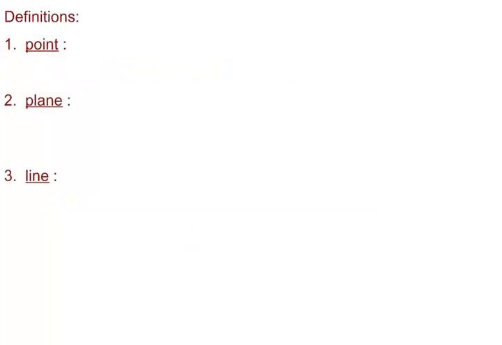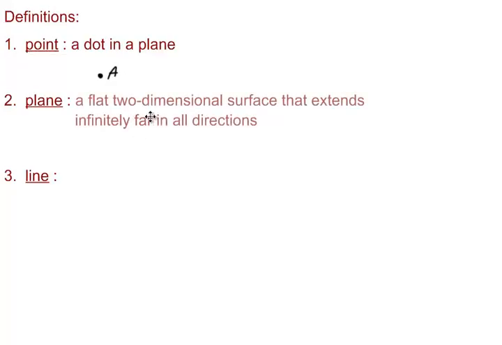Alright, so let's start talking about some definitions. First thing we have to do is talk about a point. A point is a dot in a plane. Well, that's pretty simple. It's just a dot, and we usually label it with a capital letter. Point A. A plane is a flat 2-dimensional surface that extends infinitely far in all directions.